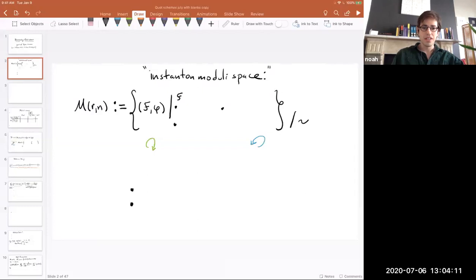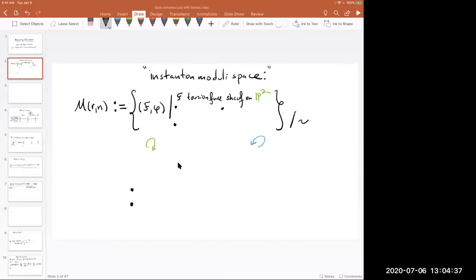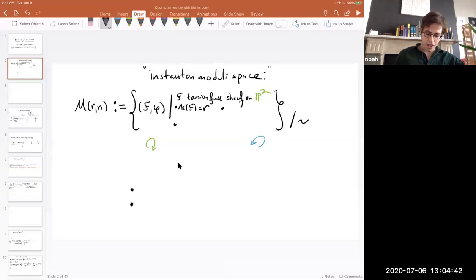It's a moduli space of sheaves. In particular, I'm interested in torsion-free sheaves on P2. This space of framed torsion-free sheaves divides into components that are indexed by the rank of the sheaf. So we'll say M(r,n) will be the space of sheaves of rank r and second Chern class equal to n. And these sheaves will also come with a framing.